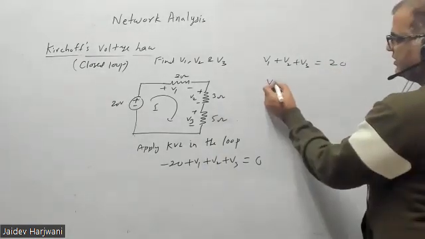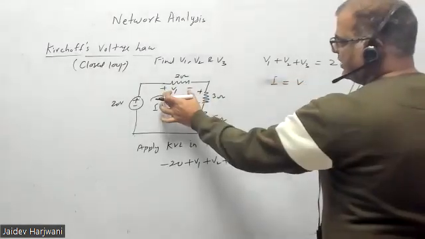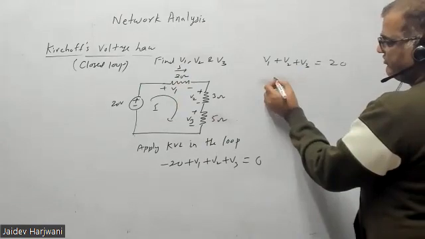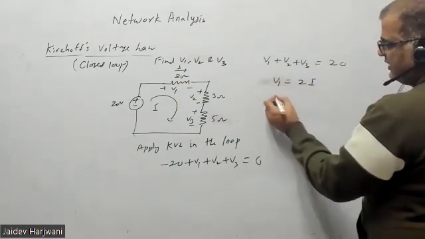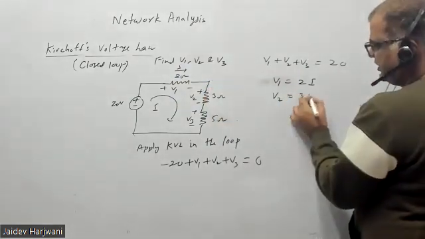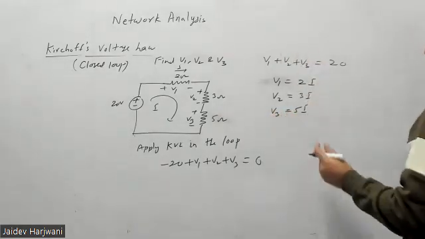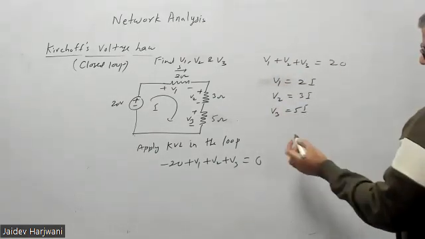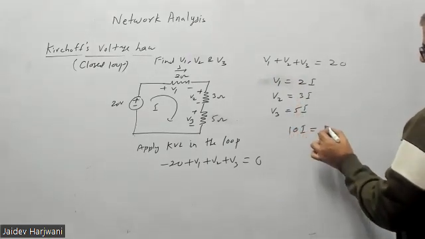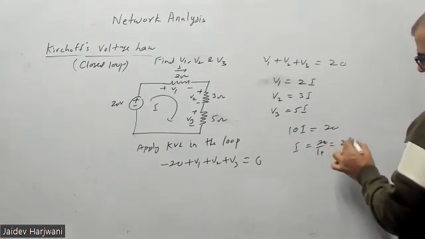Now what is V1? V1 is basically the voltage drop. With current I flowing in the circuit, I into R, so V1 will become 2I. Similarly V2 will become 3I with Ohm's law, and V3 will become 5I. Put the values here: 2, 3, 5, 10. So 10I equals 20, so I equals 20 by 10, that is 2 ampere.